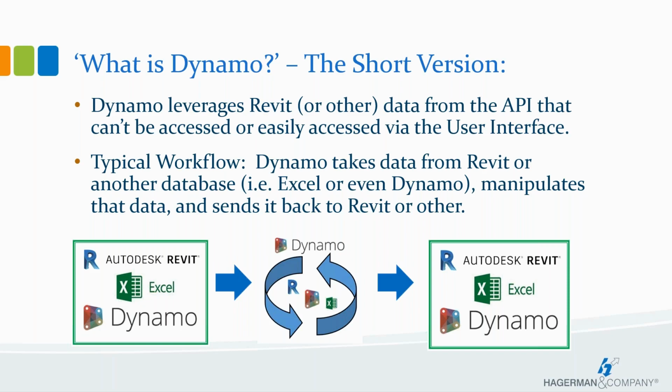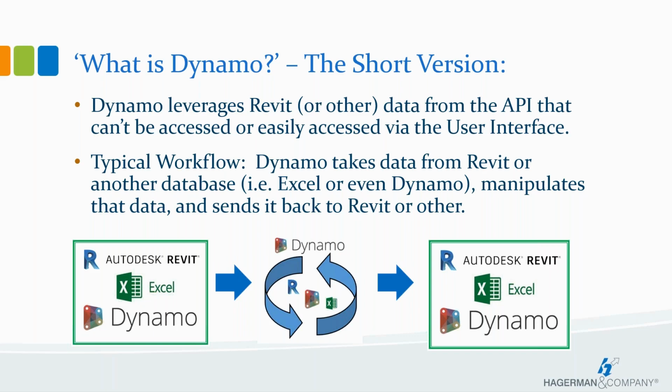Essentially, Dynamo has access to the Revit API, or the application programming interface, which means that it can utilize and extract data to be manipulated in a way that is not available with the standard Revit user interface. So, things that you just don't have a button for, or there's no command for. These are the things that are now available.